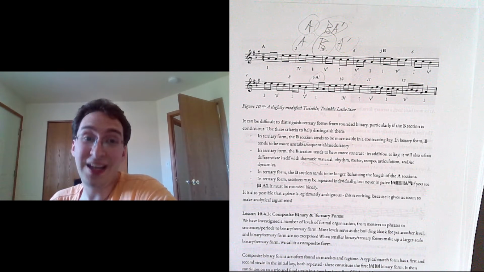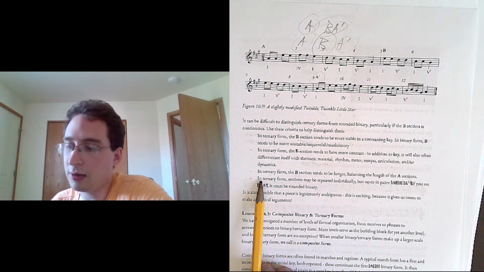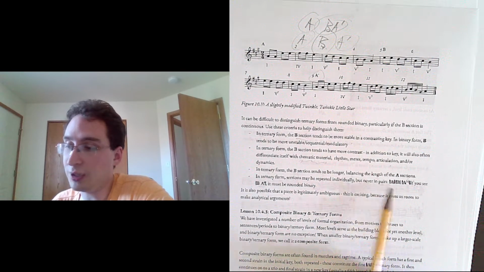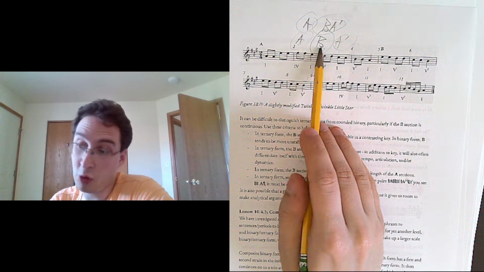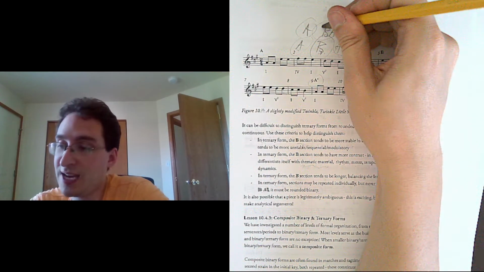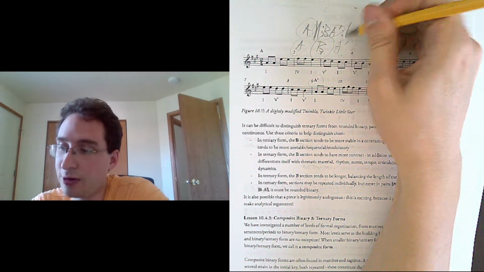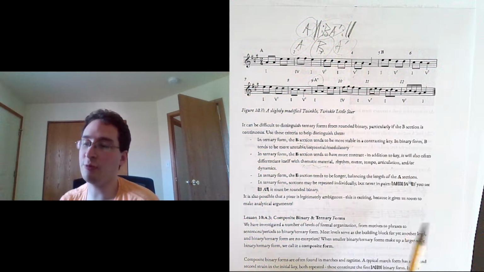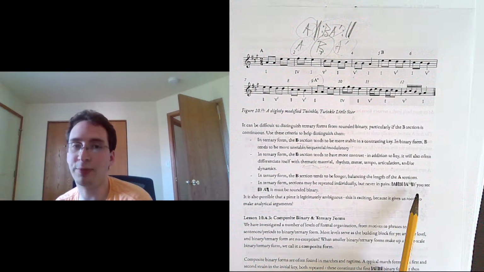Then if there are repeats, that's kind of your smoking gun here. In ternary form, sections may be repeated individually, your first A section or your B section and/or your A prime section. But if you see B and A prime repeated together, then that's your dead giveaway that it must be rounded binary. Ternary will never repeat multiple sections together.